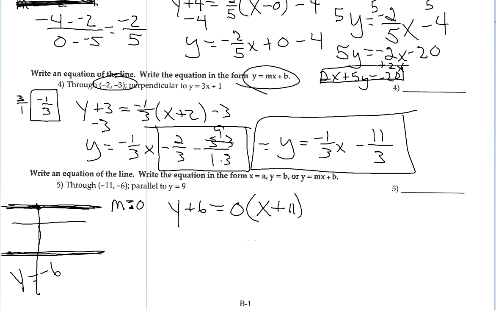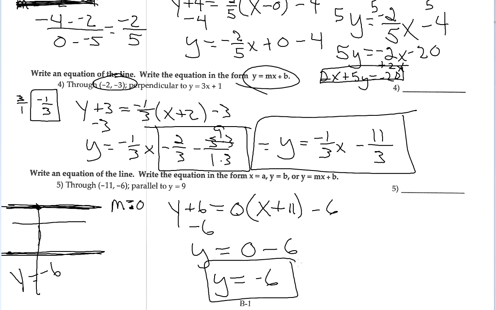Okay, so subtract 6, and we've got y equals 0 times, all this is 0, minus 6. And end up with y equals negative 6. And I get the same answer. No surprise.